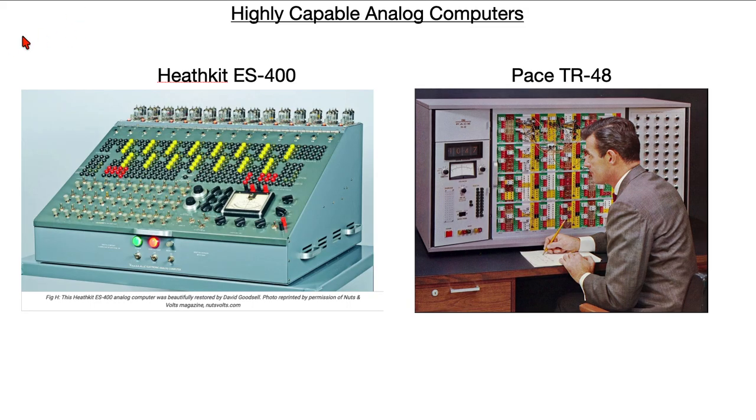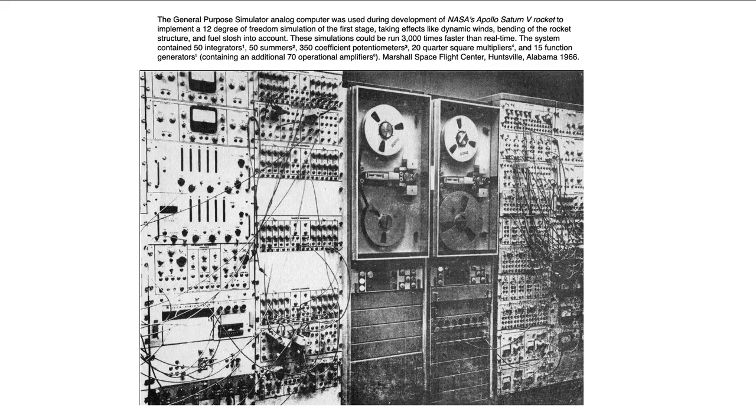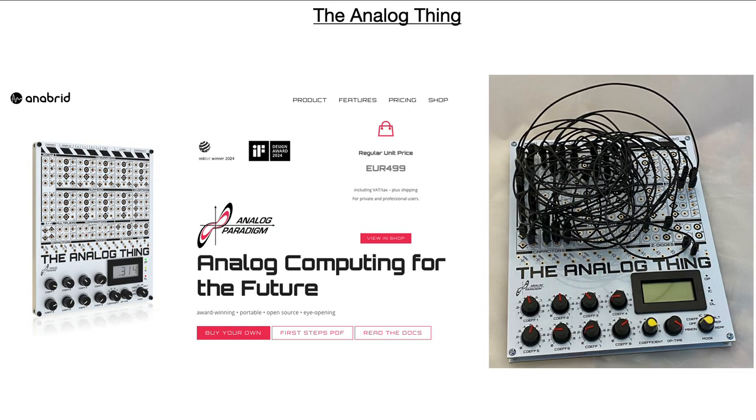In addition to the hobbyist level computers, there were more capable ones that were used in military and industrial and academic applications. Here's a couple examples of them here. And an analog computer was used by the Marshall Space Flight Center in 1966 to do simulations of the Saturn V rocket that took us to the moon. Today, you can buy an analog computer shown here. It's called the Analog Thing, and you can buy it for about 500 euros.